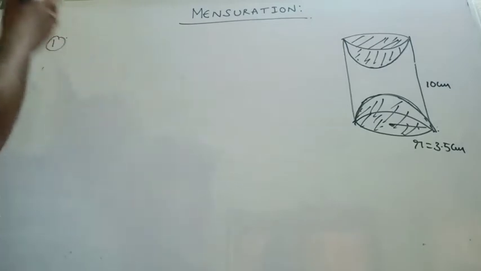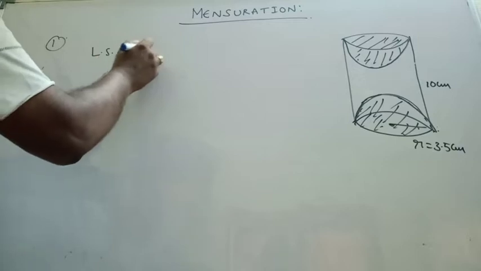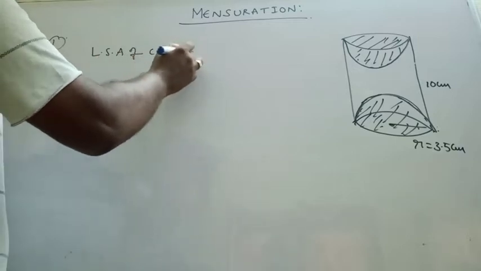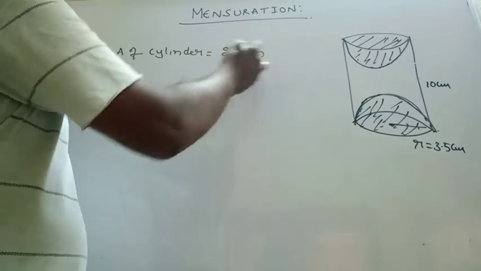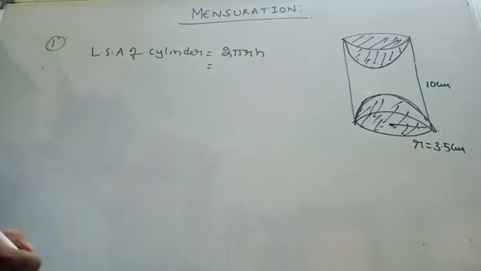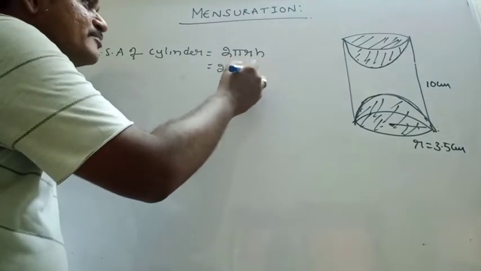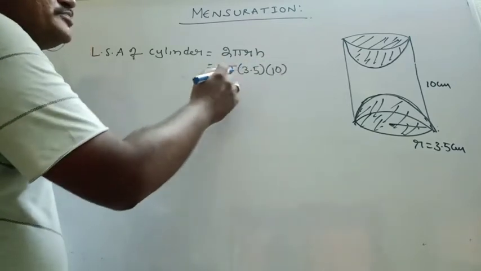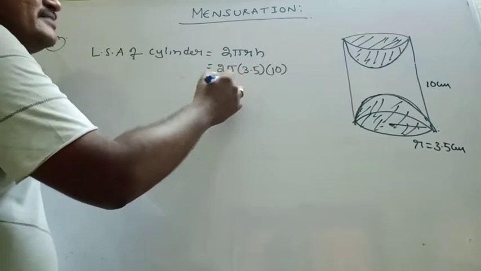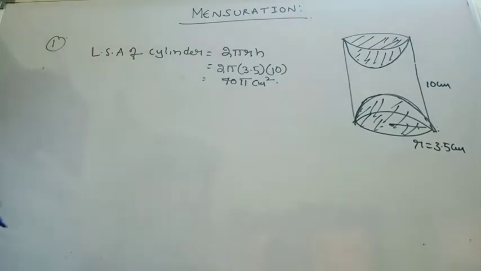Now, the LSA of the cylinder is nothing but 2 pi r h, the perimeter of the base into height. Now 2 pi into r, which is 3.5 centimeter, into height, which is 10 centimeter. 2 into 3.5 is 7, into 10, so 70 pi square centimeters. This is the LSA of the cylinder.